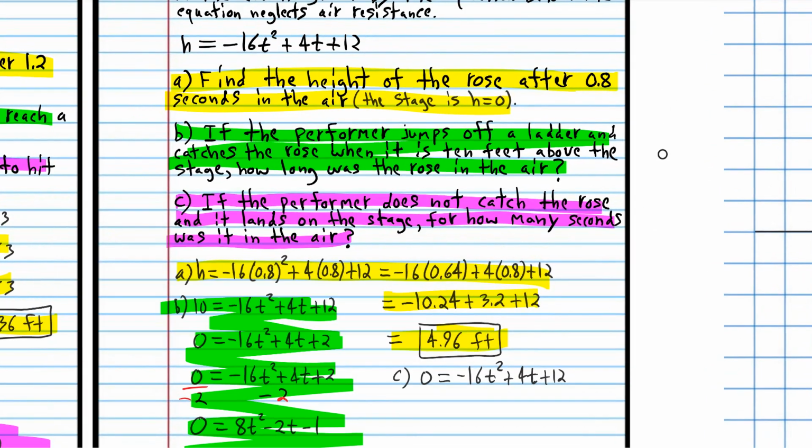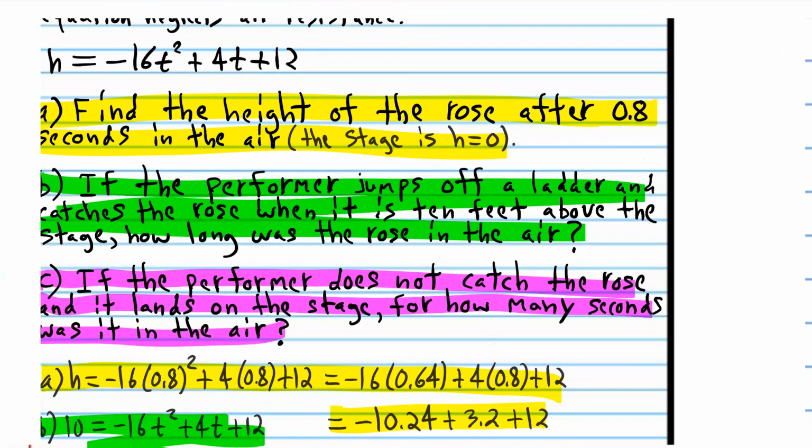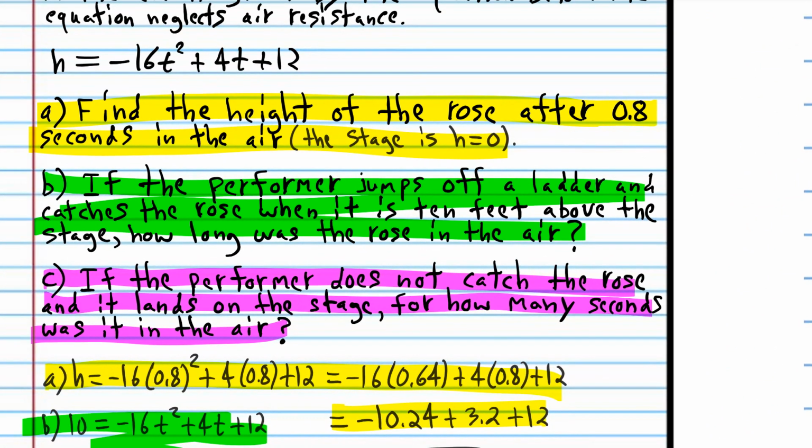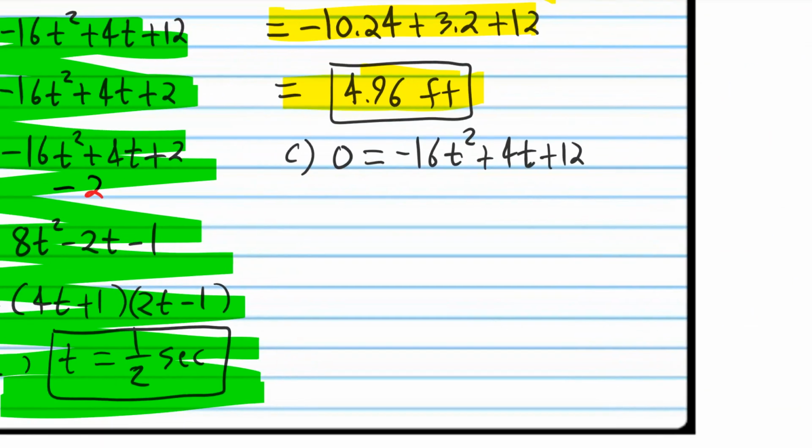Now, I know what you're probably thinking. You're thinking, how do we know what the ground is? Is the stage the ground? Because if you're in a performance room, an auditorium, whatever you want to call it, there's a lot of different grounds. There's the stage ground, there's the ground with the seats, there's the balconies. Well, what's the ground? Well, that's why we have this statement here. The stage is h equals 0. So the stage is considered to be 0.